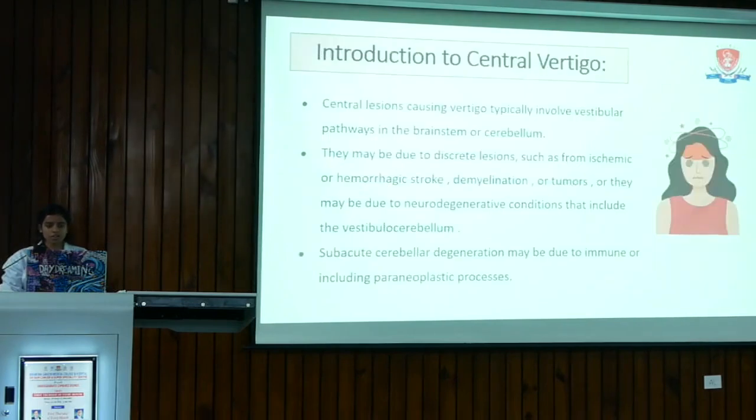Starting with the introduction, the central lesions causing vertigo typically involve vestibular pathways in the brainstem or cerebellum. This may be due to discrete lesions such as ischemic or hemorrhagic stroke, demyelination or tumors, or they may be due to neurodegenerative conditions that involve the vestibular cerebellum. Subacute cerebellar degenerations may be due to immune processes, including paraneoplastic processes.